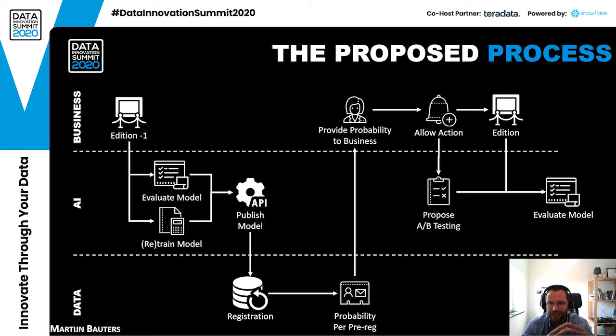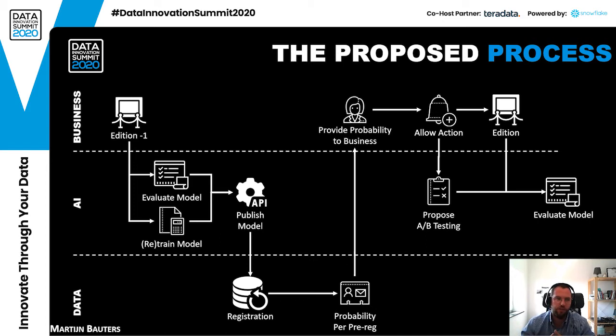You can segment again, and you can send out emails or whatever you want to do. Give a free voucher, things like that. We support them on that, but we're not making that decision. So whenever business has these probabilities, they can take an action. Maybe they don't act because it's not an issue for their edition, or they don't want to spend any money on it. If they want to do an action, we will help them and propose proper A/B testing, and then the edition happens and we start the loop again.